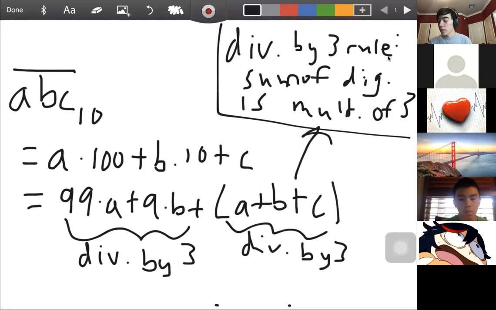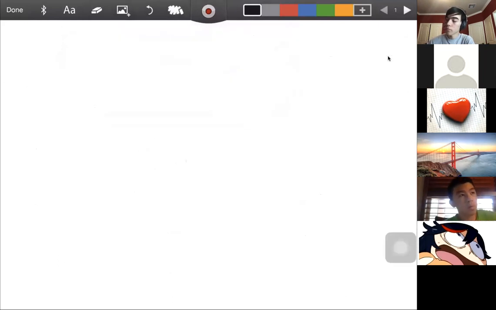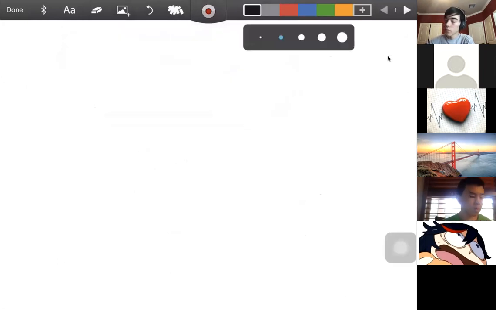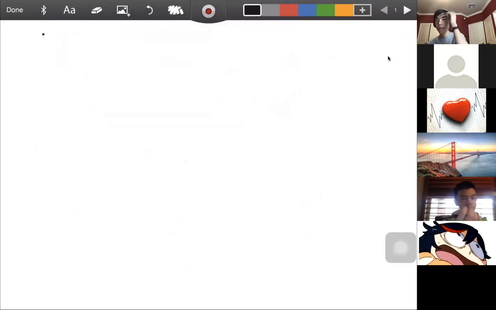It turns out we can also do this for 9. As you can see here, the 99 and 9 terms are also divisible by 9. So we want A plus B plus C to be divisible by 9 for the divisibility by 9 rule. So the divisibility by 3 and by 9 rules are actually the same. Same as in not exactly the same. I'm sure you know what I mean.